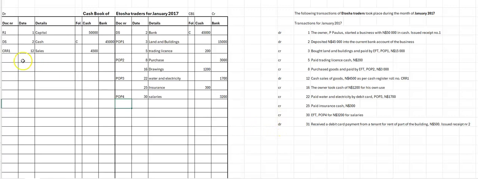Okay, then we have our last transaction, which is the 31st. It's a debit transaction, so let's go to the debit side. 31st. Received a debit card payment from a tenant for rent of part of a building, $500. Issued receipt number 2. So there we have receipt number 2. We are getting it for rent income. Okay, and how much did we receive? We received $500 via debit card, which means our bank increases with $500. And that is how we do the transactions.